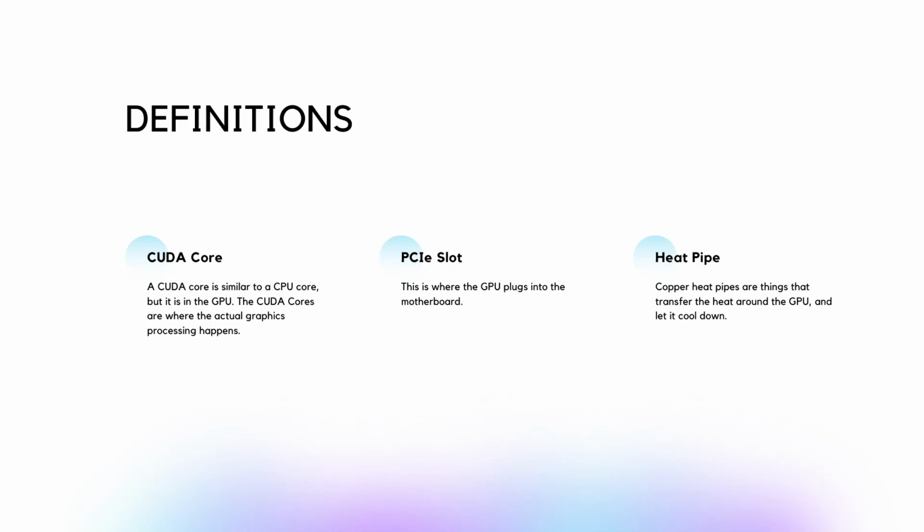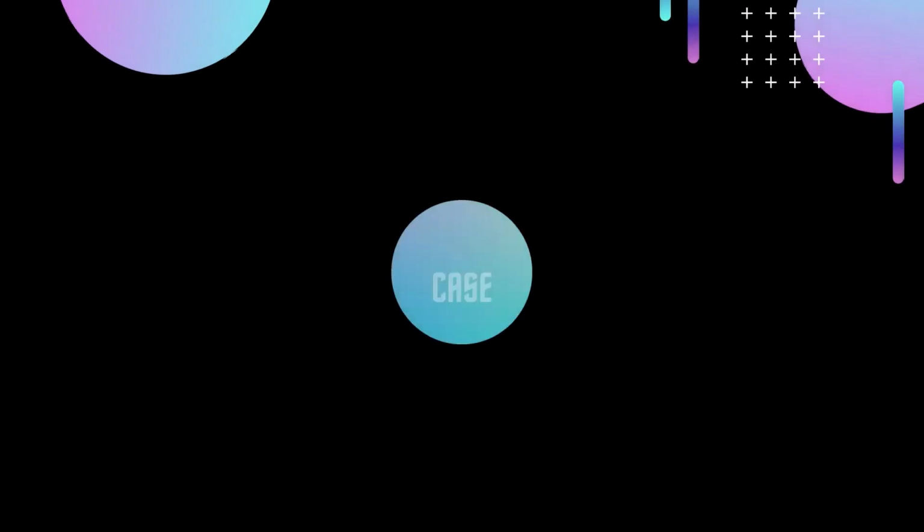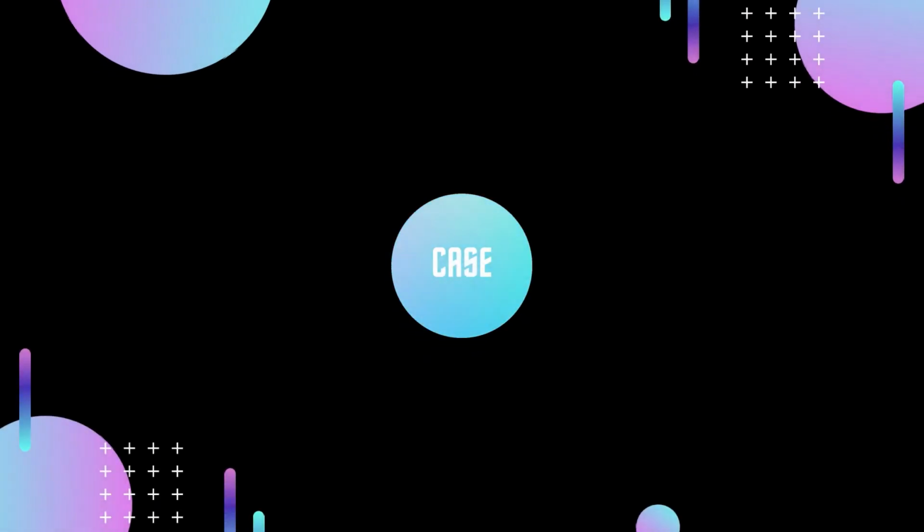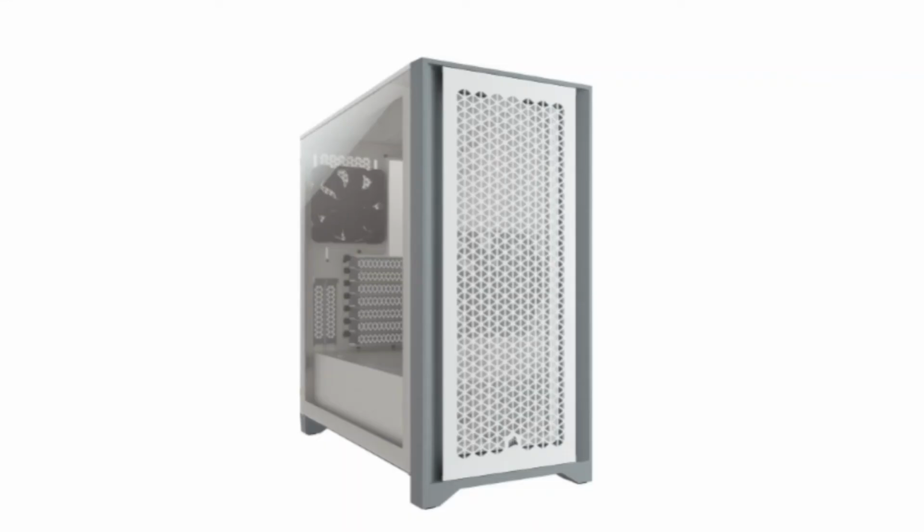CUDA core is similar to a CPU core, but it's in the GPU. CUDA cores are where the actual graphics processing happens. PCIe slot, this is where the GPU plugs into the motherboard. And heat pipes, they're the things that transfer heat around the GPU.